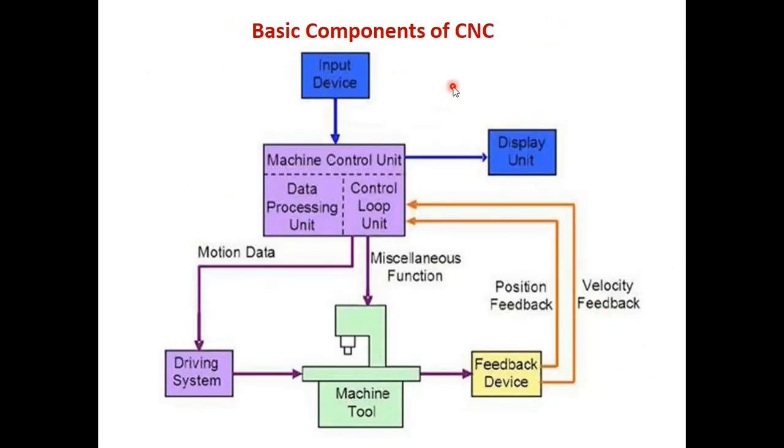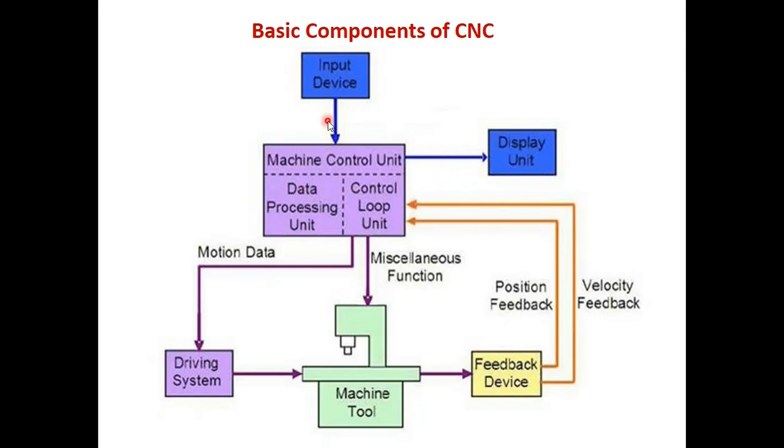So what are the basic components of any CNC machine? This gives a simple flow diagram of a CNC machine. So this is the machine tool. There are the drive systems. The function of the drive system is to move in the X, Y, Z directions and to turn the spindle on and off. Okay, and this is the control unit. Then we have a feedback loop which goes to the control unit and gets displayed.